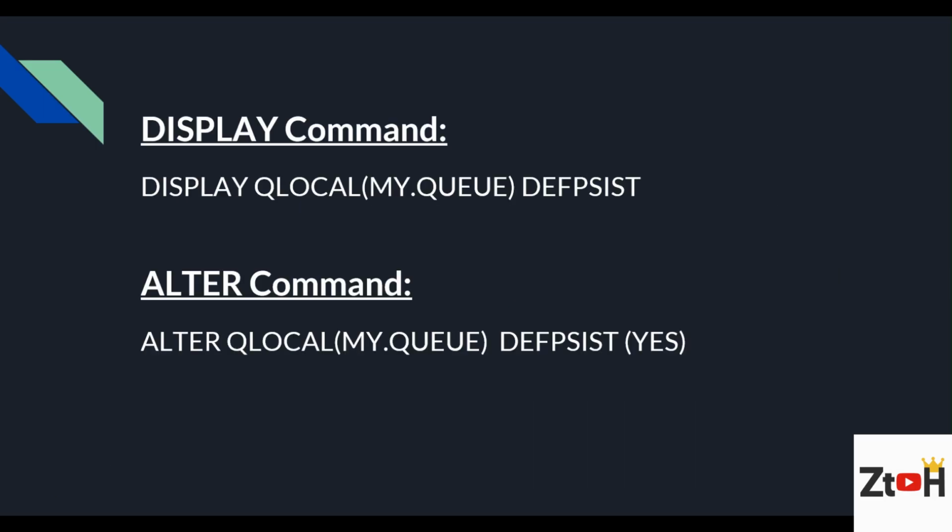Now let's see how can we display and then alter it. For example, I have taken local queue of my.queue. To display it, we need to issue the command display qlocal of the qlocal name and default persistence. If we need to alter to yes, we need to issue the command alter qlocal of my queue and DEFPSIST, which means default persistence yes. By using it, we can alter from no to yes.